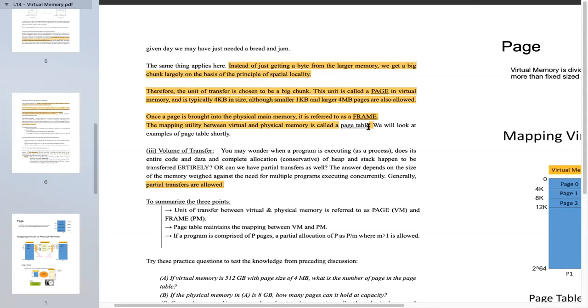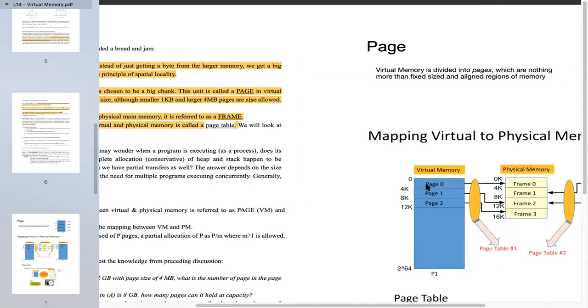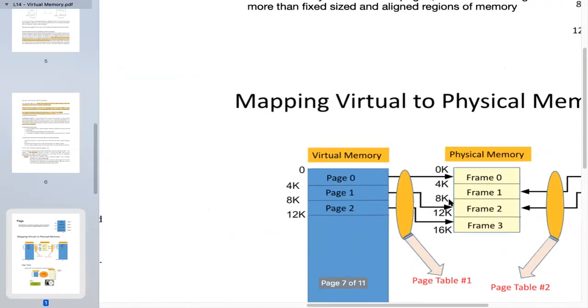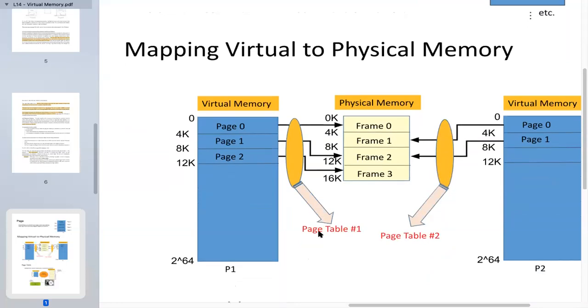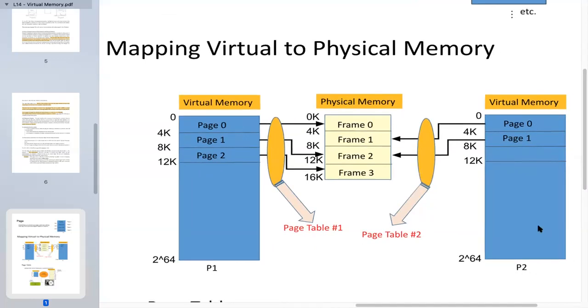Because there has to be a mapping, right? So if you talk about this one, you can see how these are mapped. These circles are basically your page tables, right? And there's a page table dedicated for each process. So for every process, which is P1, you have its own virtual memory, you have its own page table, which does that translation. For process 2, you have its own virtual memory, own page table.